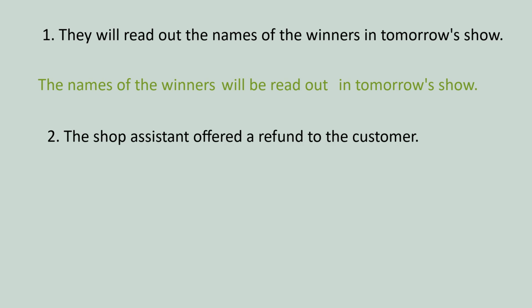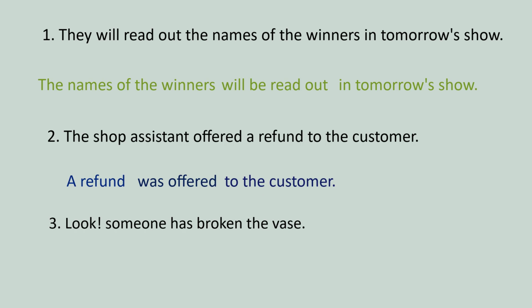Second one, the shop assistant offered a refund to the customer. Refund means give back. The first step is move the object to become the new subject. The second step, I should conjugate the verb to be. Here, the conjugation of the verb to be will be was. And offered is a regular verb, and here no changing. The past participle of offered is offered. A refund was offered. And the rest of the sentence?